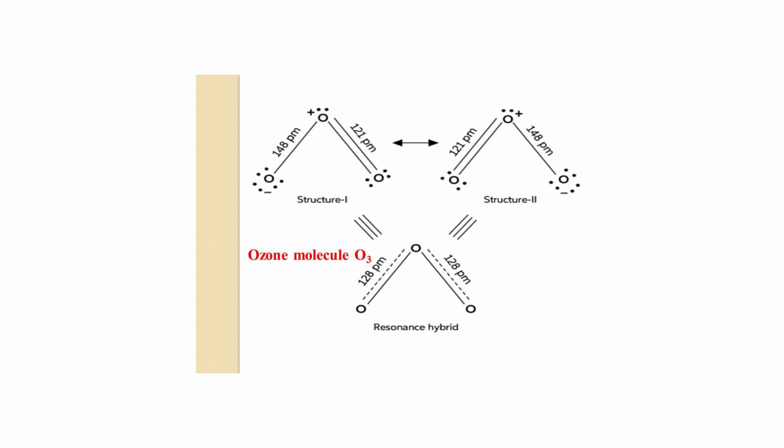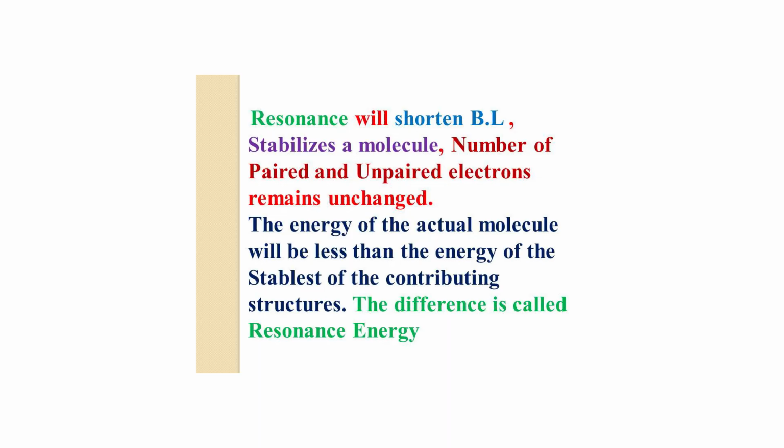Can you give an example for resonance? Yes, ozone molecule, O3. Students, see the slide, the structure of ozone. Give the characteristics of resonance. Resonance will shorten the bond length. Resonance will stabilize a molecule. The number of unpaired and paired electrons remains the same. Energy of the actual molecule will be less than the energy of the most stable of the contributing structures. This difference is called resonance energy.